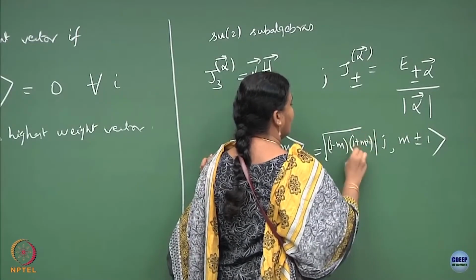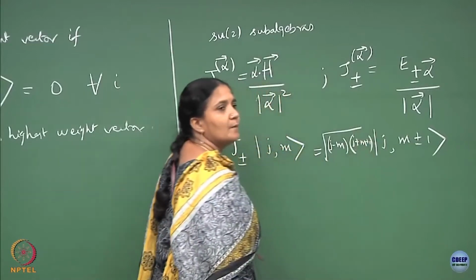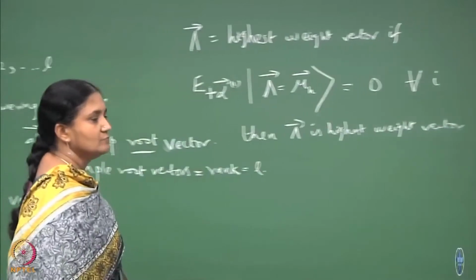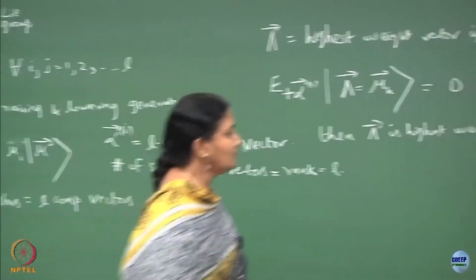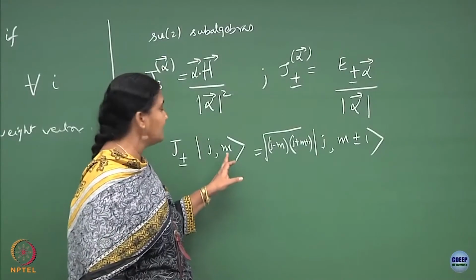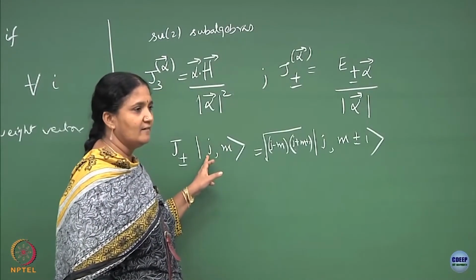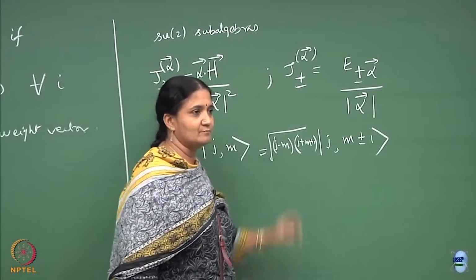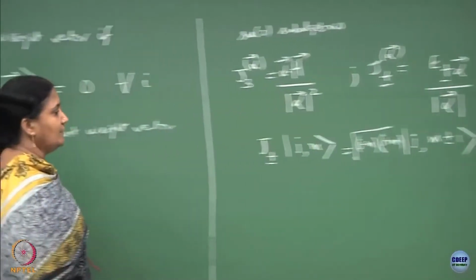Is that right? I am just suppressing the H cross out of this. So, if this M was the highest weight vector, which means if M is J, then J plus has to be 0, which is happening. That is the way I am fixing it.